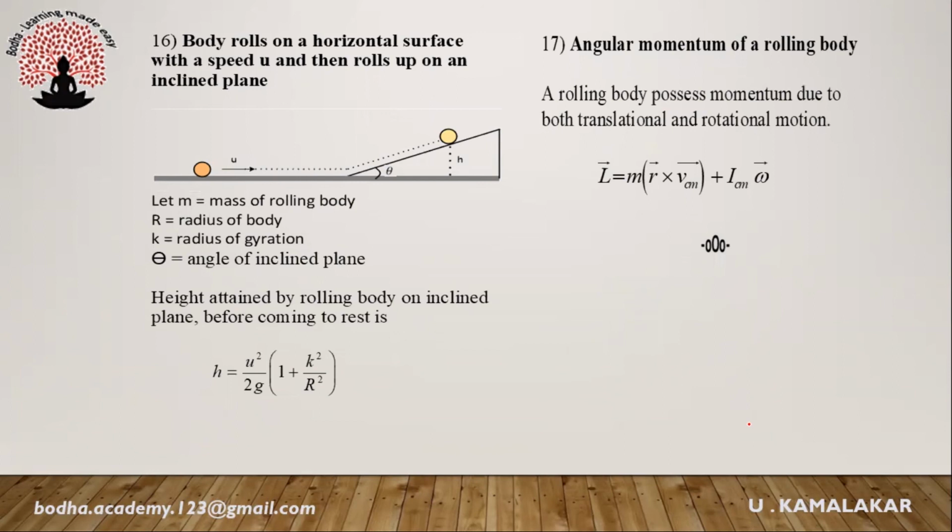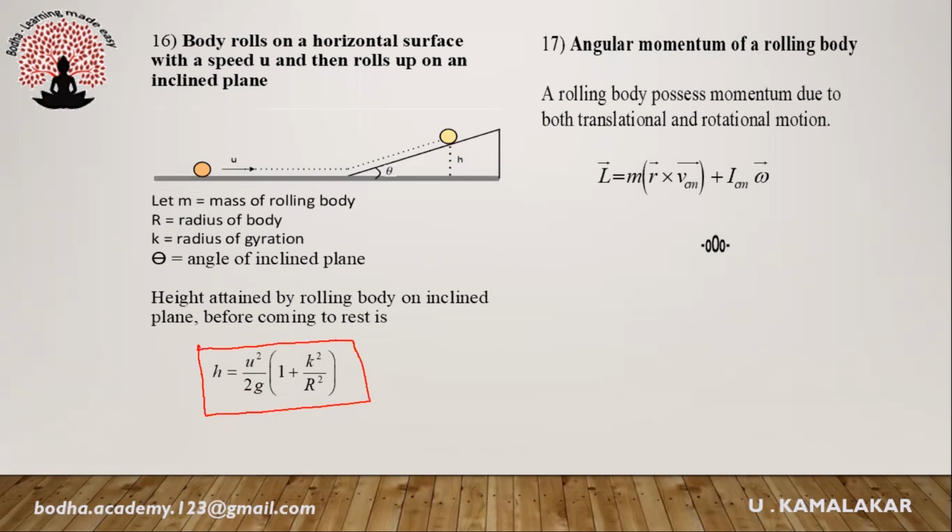Body rolls on a horizontal surface with a speed u and then rolls up an inclined plane. In this case, the height attained by rolling body on inclined plane before coming to rest is given as h = (u² / 2g) × (1 + k²/r²).